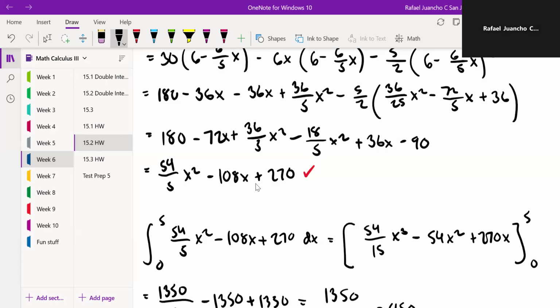Yeah. So here this should have given me 18. It should have been 18. And then minus 72 plus 36. So that's minus 36. Then this is the same. No, it's not. This is 90.